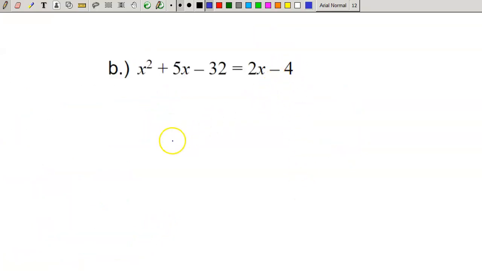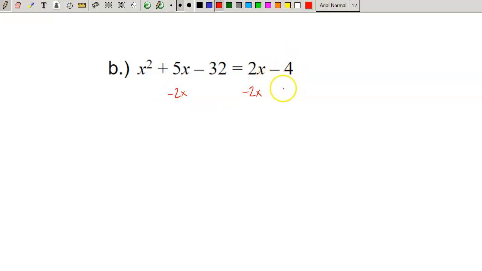All right, so practice problem B. It's a little bit different because this is not in standard form. You're going to notice we have a quadratic equation, but it's not equal to 0 like the other one was. And so that's what we want to put it into. We want to get everything to one side so that it equals 0. So to prep this problem, I'm going to go ahead and subtract 2x from both sides.